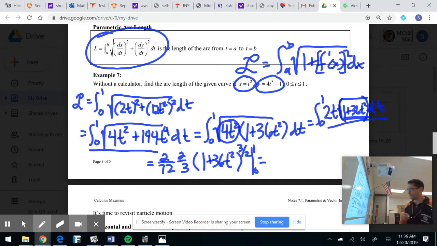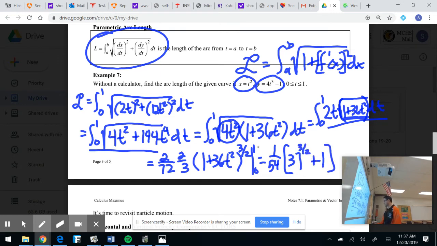Now, if I simplify that correctly, I think I have in my notes here, we get 1 over 54. Okay, 1 over 54, I'm going to factor that out. And then I'm going to plug in a 1. If I plug in a 1, I get 37 to the 3/2. And if I plug in a 0, I just get a 1. All right, and there you go. How about that? Was able to do that all without the use of a calculator.